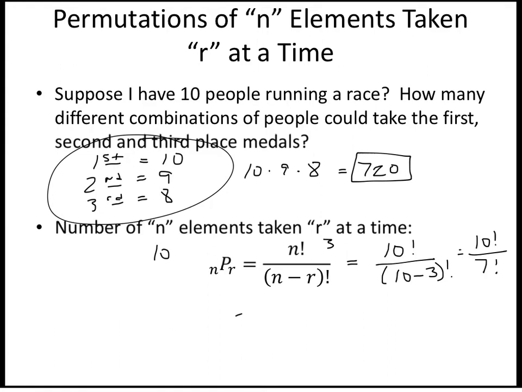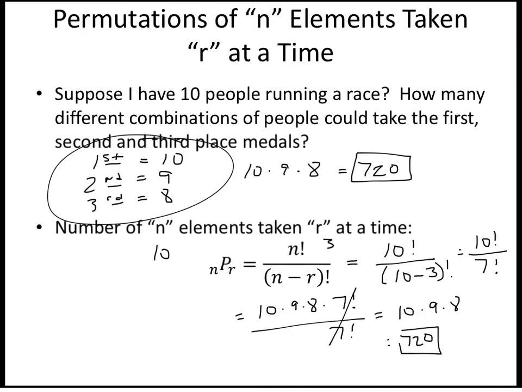Well, if we recognize that 10 factorial is 10 times 9 times 8 times 7 factorial, then dividing out that 7 factorial just leaves me my 10 times 9 times 8. So you can either think of it the way I first explained it, or you can use the formula, because either way you're going to come out with the same result, 720.